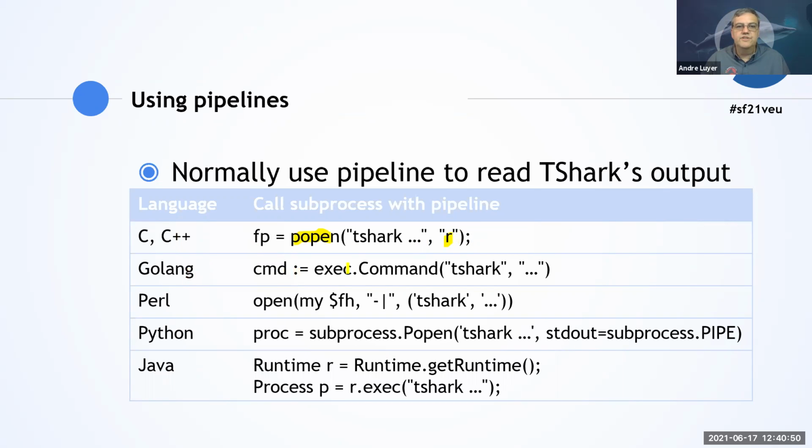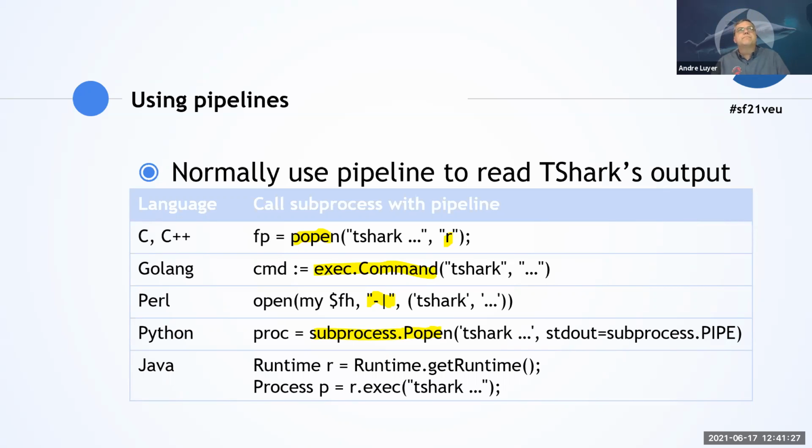For those who use Go, yes, there is a command function to read the output of tshark. In Perl, you use this to indicate you want to use a pipe to read the output. What's the Python one also? Yes, that is called subprocess.Popen, again for pipe open, etc. So most of the time we're using pipes for reading the output.